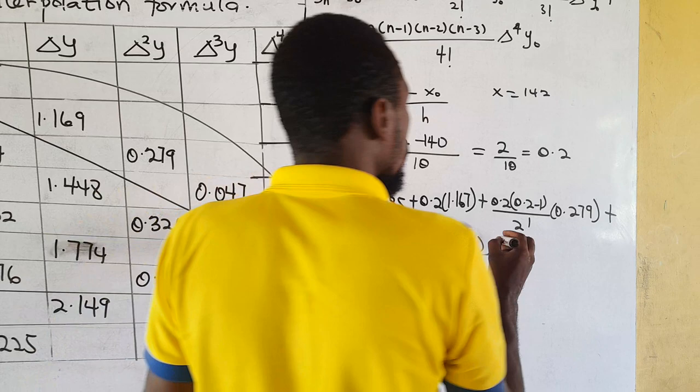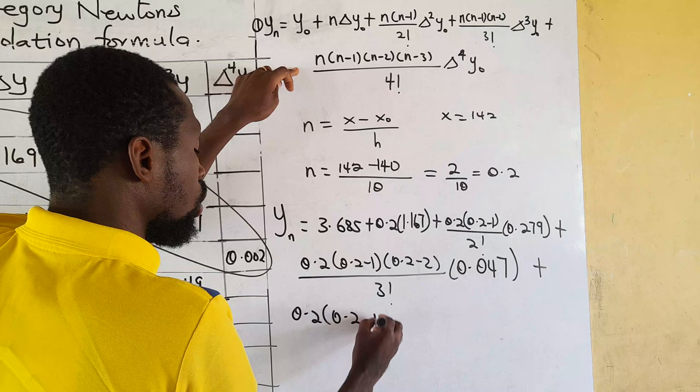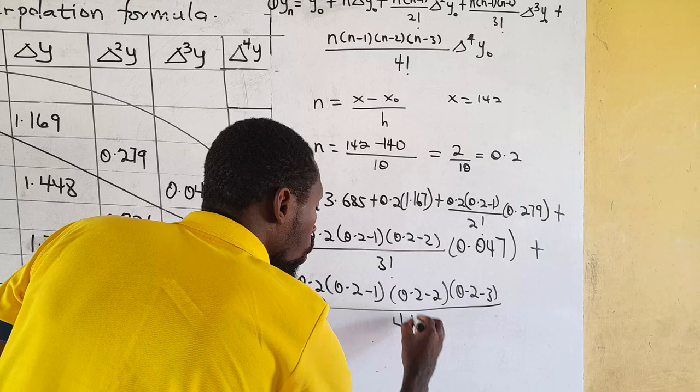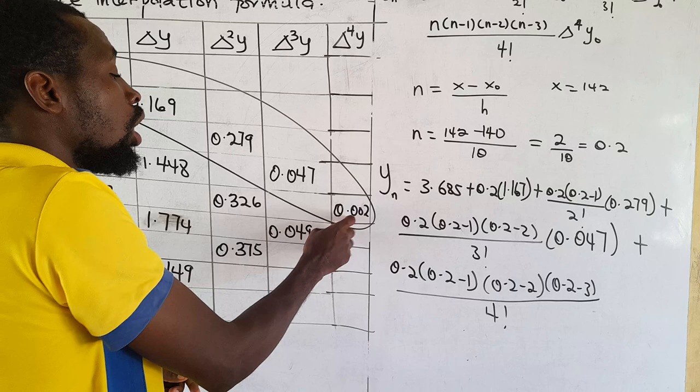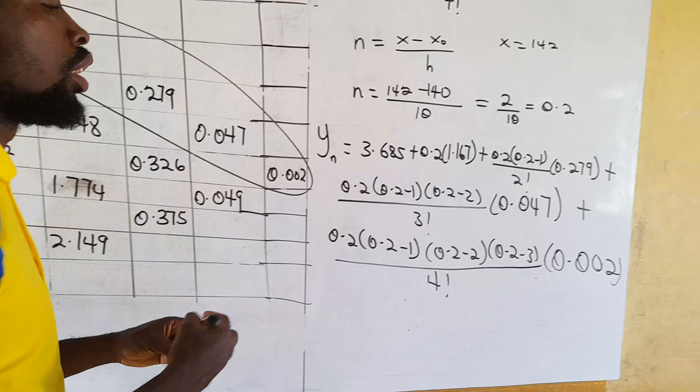So times 0.047, then plus the last one, so n is 0.2, then 0.2 minus 1, 0.2 minus 2, 0.2 minus 3, all over 4 factorial, then delta fourth y naught, and delta fourth y naught is this value 0.002, so times 0.002. I hope you get that. So now we simplify this.